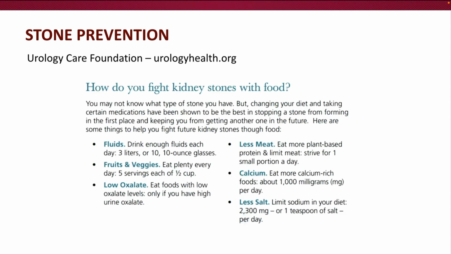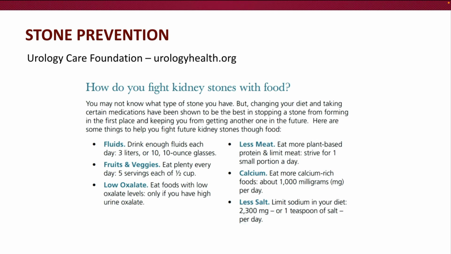This is a screenshot from the first page of that kidney stone book. And this just summarizes so nicely what they need to do. This is what I spend my time going over in clinic, this page. How do you fight kidney stones with food? High fluid intake, high amount of fruits and vegetables, low oxalate if it's a calcium oxalate stone. They do not need to follow a low oxalate diet if they have calcium phosphate or uric acid or struvite. Less meat, moderate amount of calcium, and low salt.